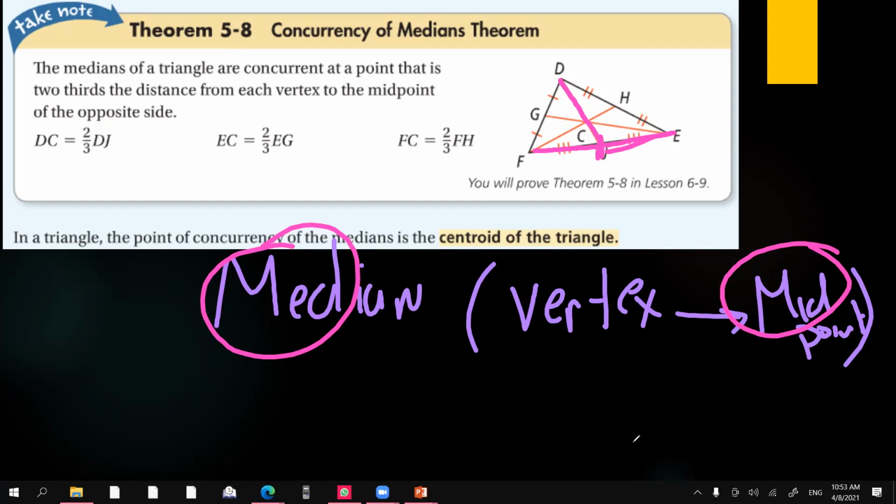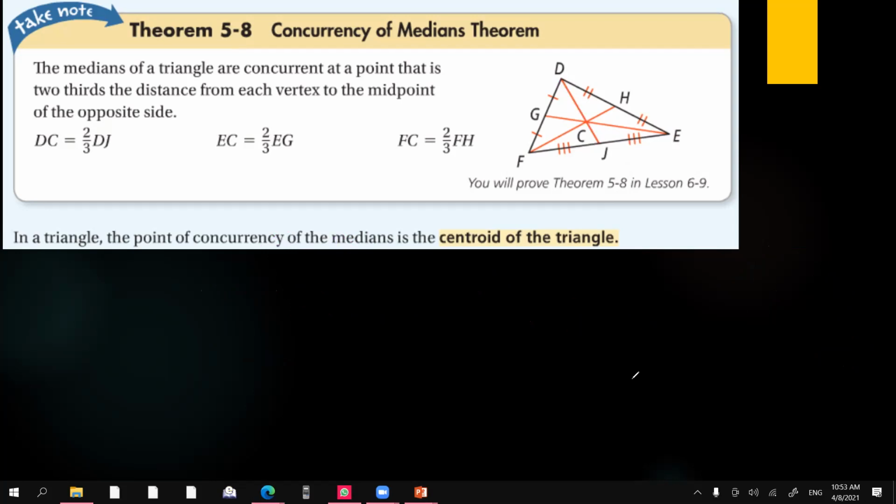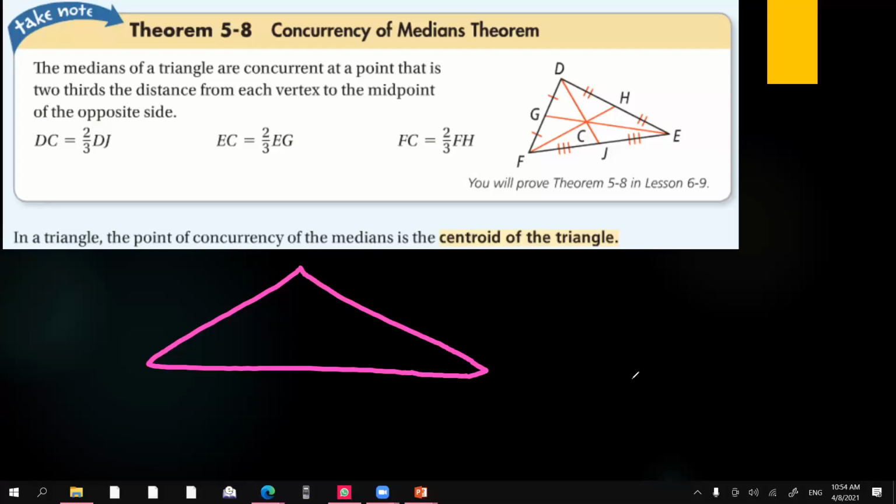Now, if the line is starting from, here, if we have it like this, this is the vertex, coming to the midpoint. As an example, like this. This is my triangle here. And then I will say this is my midpoint. And the line that is starting from the vertex, ending with the midpoint, we call it median.